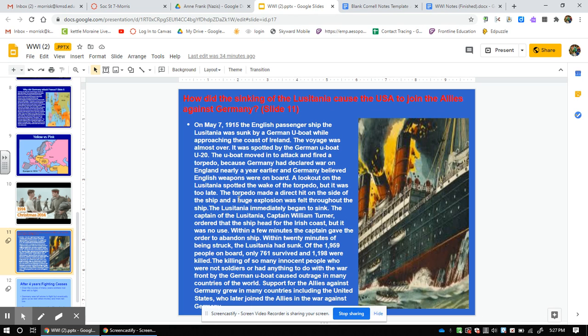This is the last one that you have to take notes on, and this is, how did the sinking of the Lusitania cause the USA to join the Allies against Germany? This is slide 11. And again, it looks like a lot, but stick to our rules. Who, what, where, why, how, when. If you do that, it'll all kind of jump out at you. Stick to the question. How did the sinking of the Lusitania cause the USA to join the Allies against Germany? And again, that's slide 11.